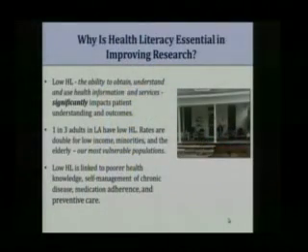And so health literacy is essential in improving research because it impacts patients' understanding and outcomes. 1 in 3 adults in Louisiana have low health literacy. Rates are double for low-income minorities and the elderly. That's the population we serve. That's the patients you see. Low health literacy is linked to poor health knowledge and poor self-management of chronic disease. It's linked to poor medication adherence and preventive care.